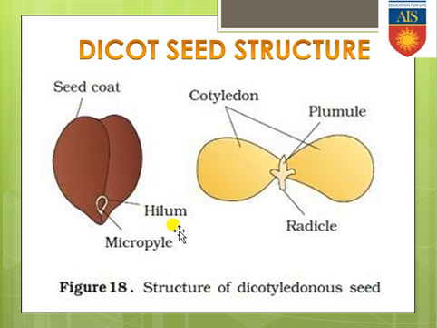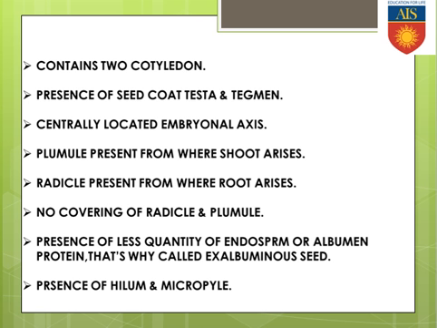So let's see whatever points we have to note down or remember about the dicot seed. Dicot seeds, as already written, contain two cotyledons. Presence of seed coat: the outer seed coat is testa, and the inner seed coat is tegmen. Obviously the seed coats will be present. Centrally located embryonal axis: on both sides the cotyledons are present, and between them there is the embryonal axis. Plumule is present from where the shoot arises, and radicle is present where the root arises. No covering of the radicle and plumule is present, that means there is no coleorhiza and coleoptile.